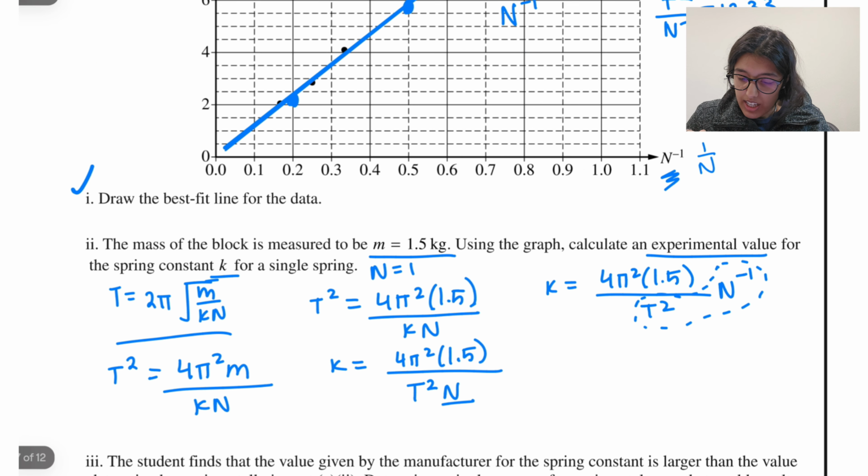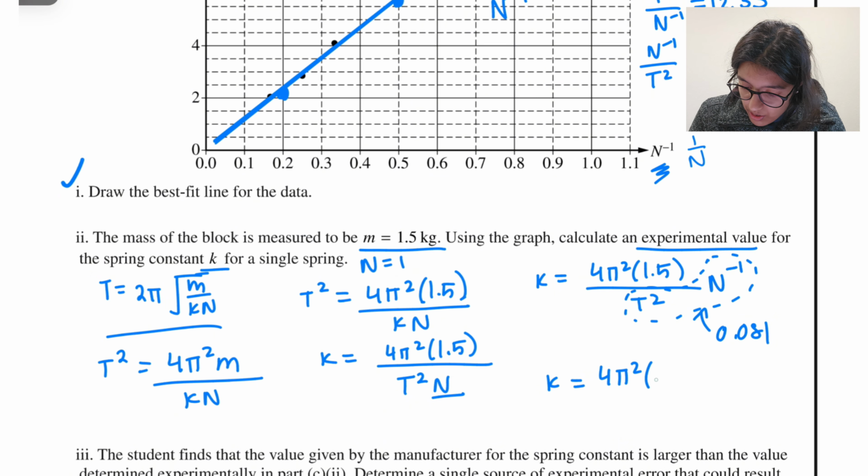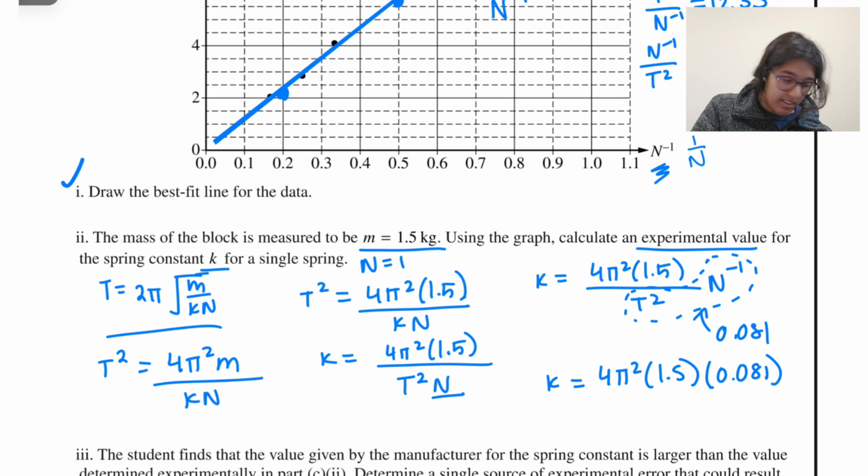But in our equation, I see that we need n to the power of minus 1 over t squared. So basically the opposite of this. Well, no problem. We could just take the inverse of this. So that would be 1 over 12.33. And then that, with the help of my calculator, is equal to 0.081. So now let's replace this by 0.081 that we just found. So we get 4 pi squared over 1.5, 0.081. And solving that with the help of my calculator, that is equal to 4.8. And that is our final answer.